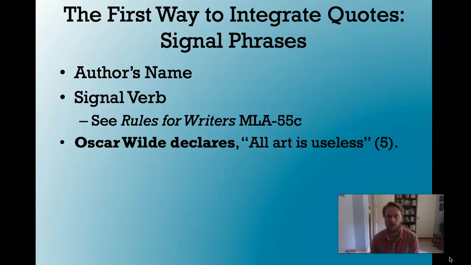Okay, the first way to integrate quotes, signal phrases. So a signal phrase includes the author's name and a signal verb. And you can see Rules for Writers, MLA section 55C, for more examples of signal verbs. So in this example, Oscar Wilde declares, "All art is useless." The signal phrase is Oscar Wilde declares. The author's name is Oscar Wilde, and then the signal verb is declares.